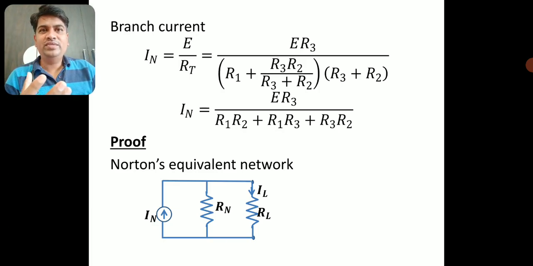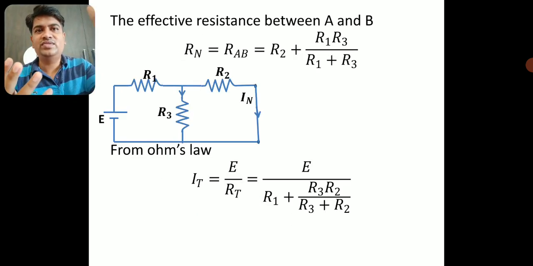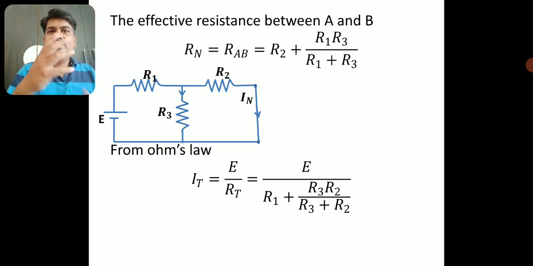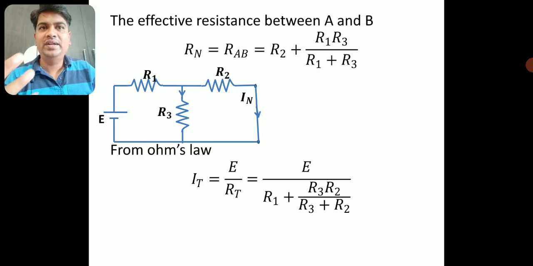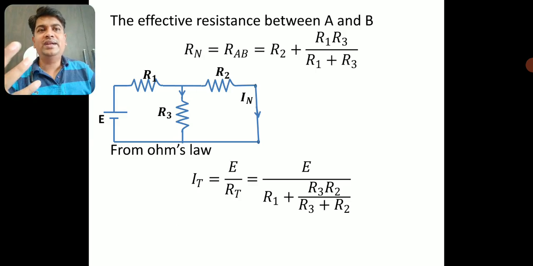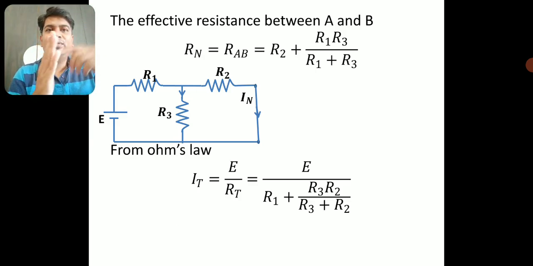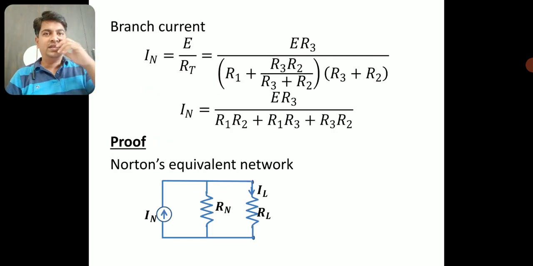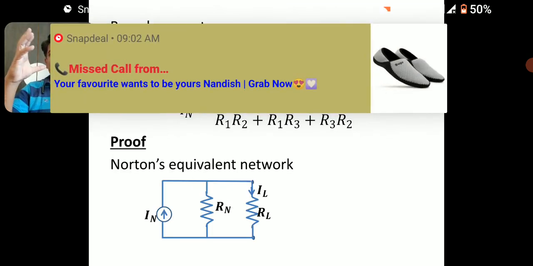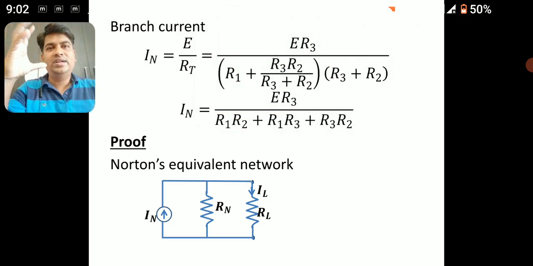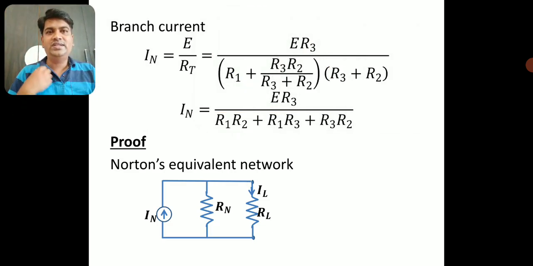So how did I find this Norton's current? Norton's current is the branch current, the current which is flowing through the branch R2. So for that I calculated the main current. After finding the main current, I have used the formula of branch current, which is the main current into resistance in another branch, R3, by sum of the two resistances.